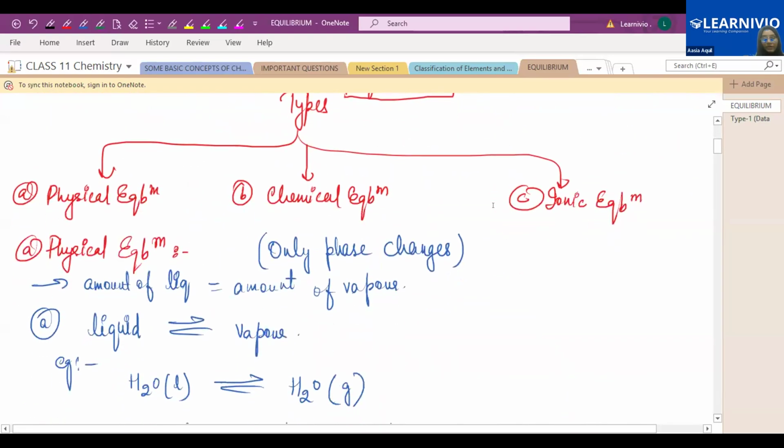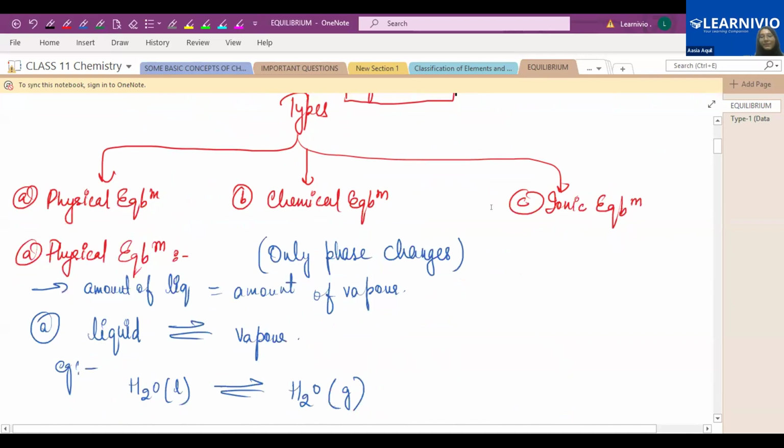Now let's see what are the types of equilibrium. There are three types of equilibrium which exist. First one is physical equilibrium. Second one is chemical equilibrium, and the third one is ionic equilibrium. We will see each and every type of equilibrium in detail. So first one, physical equilibrium.